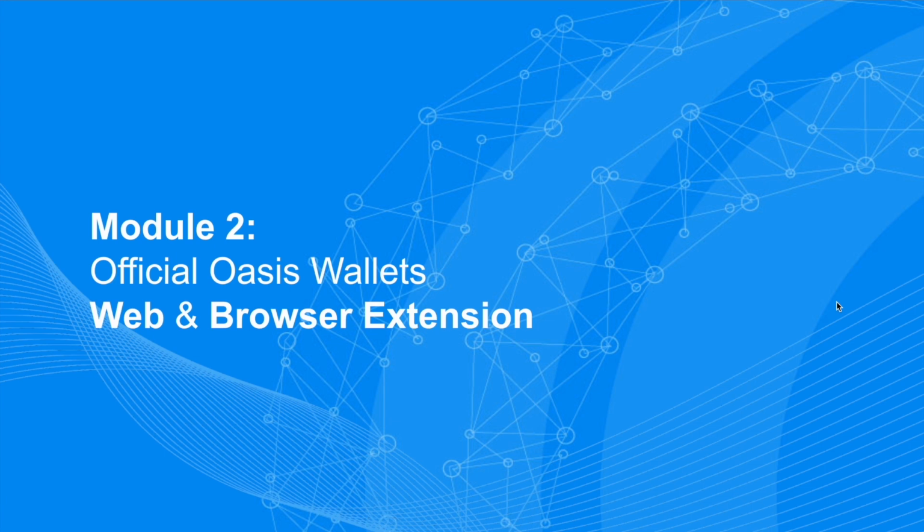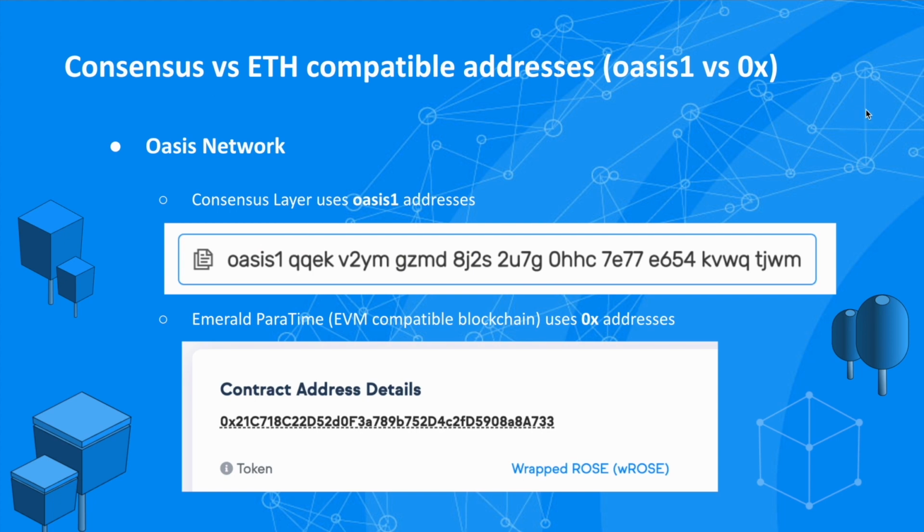In this module, I will explain what the official Oasis wallets look like, their functionalities, how they work, and how you can use them. The first official Oasis wallet is the Web Wallet, and the second official wallet is the Browser Extension. So let me start with the first one, which is the Web Wallet.